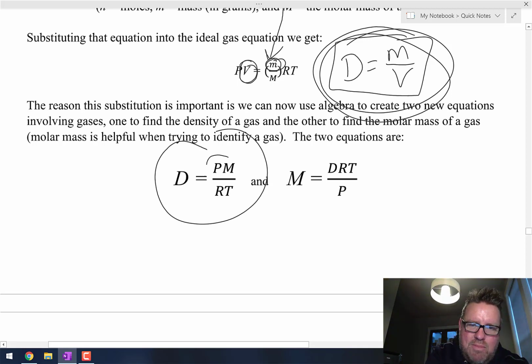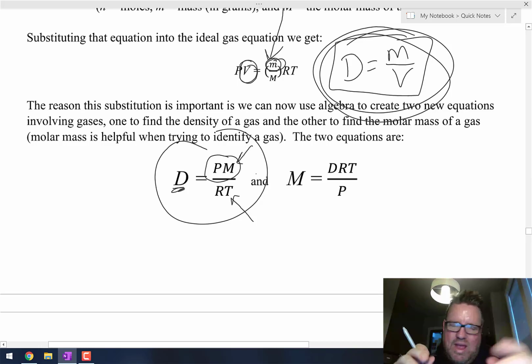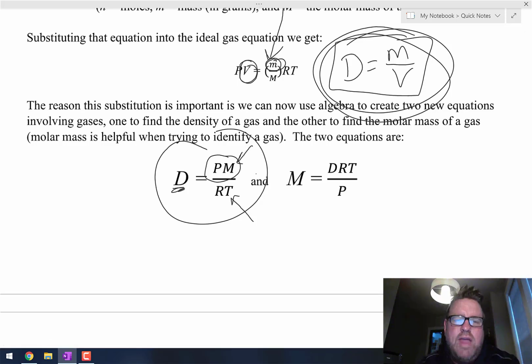Okay, and PM, I think about like AM and PM. PM is kind of like the nighttime. So when I think of this equation, I think of the density equation as nighttime over, and then RT, I think of as right time. So the nighttime is the right time, like the fun time or whatever. Okay, so density equals nighttime over right time, so PM over RT. And again, I'll give you these equations on a test or something like that.